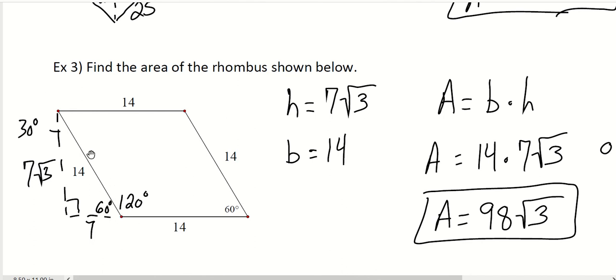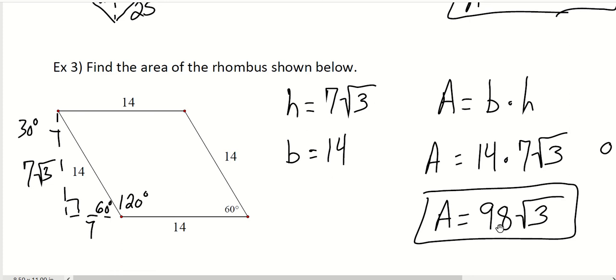We have the hypotenuse of this 30, 60, 90 right triangle. So to go from the hypotenuse to the short leg, 14 divided by 2, we get 7. 7 is our short leg. What we really want is that height, which is the long leg of this 30, 60, 90 right triangle. 7 times square root of 3 is our height. So here you see height is 7 root 3. The base is going to be 14, right? Remember, we don't include this extension of 7. We just use that to find the height. So 14 is our base. So area is base times height. 14 times 7 root 3, which is 98 square root of 3.